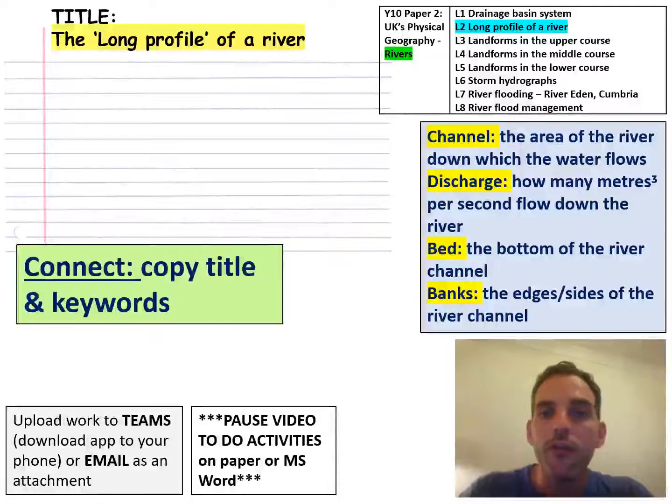Welcome to lesson 2 of the rivers topic for paper 2. This is the long profile of a river. Please write the title and copy the keywords in the box.